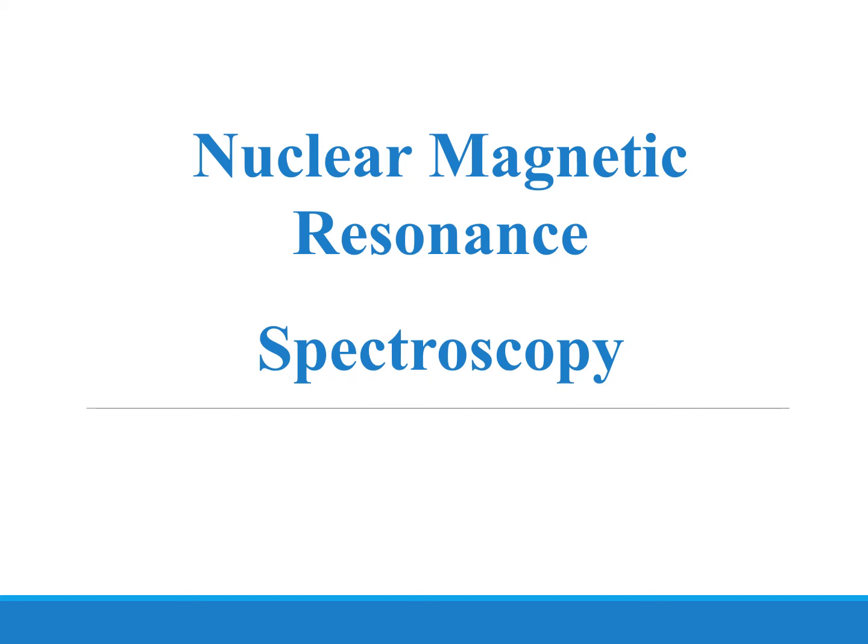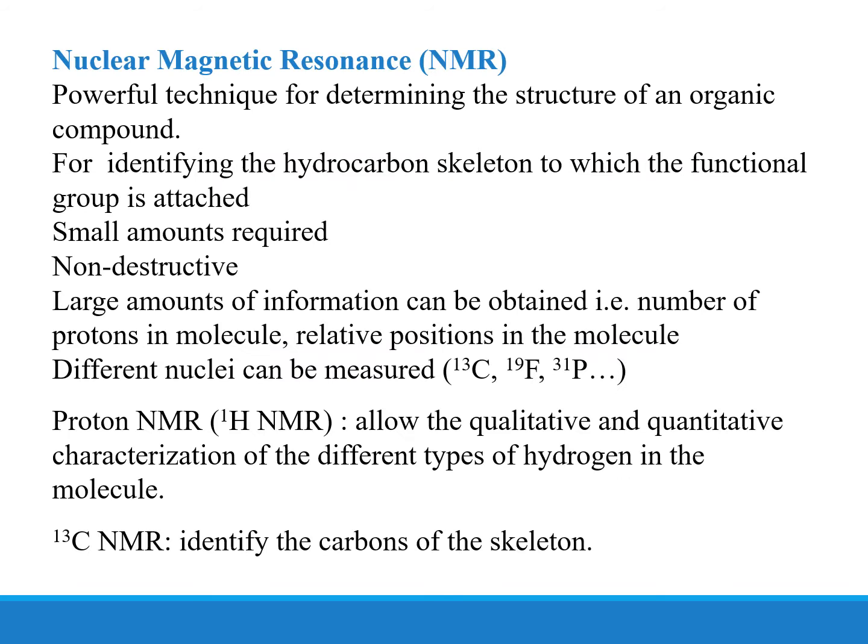In this pre-lab lecture, we'll be looking at our second spectroscopy in organic chemistry, and the most powerful one, of course, the nuclear magnetic resonance spectroscopy. This spectroscopic technique is very powerful as it can determine the structure of almost all organic compounds. In organic chemistry, we use NMR spectroscopy to identify the hydrocarbon skeleton in any functional groups.